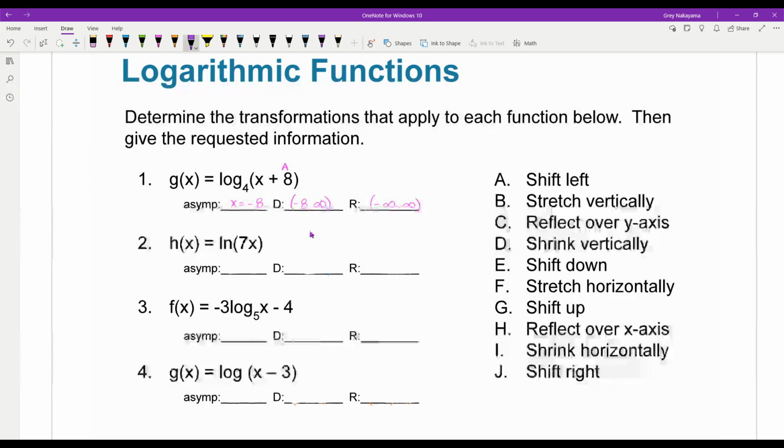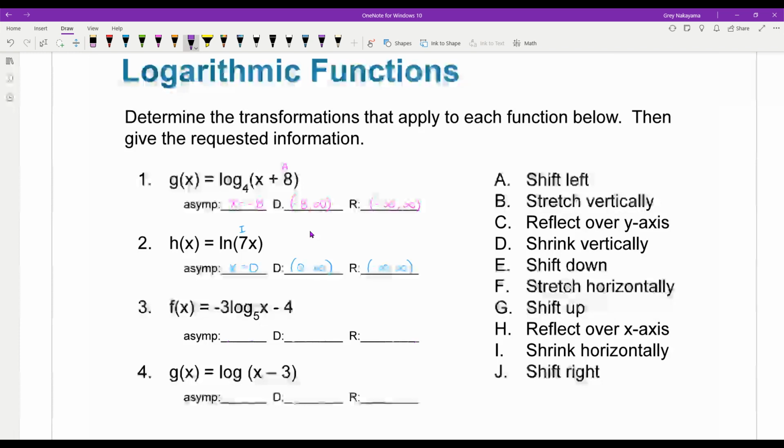Okay? ln of 7x, again, affects the x. It's multiplying, but because it's the x, I'm going to do the opposite. So instead of stretching it, it's going to shrink it horizontally, which is what letter? It's letter I. So my asymptote, I did not add or subtract inside there, so my asymptote doesn't change. Domain and range don't change.